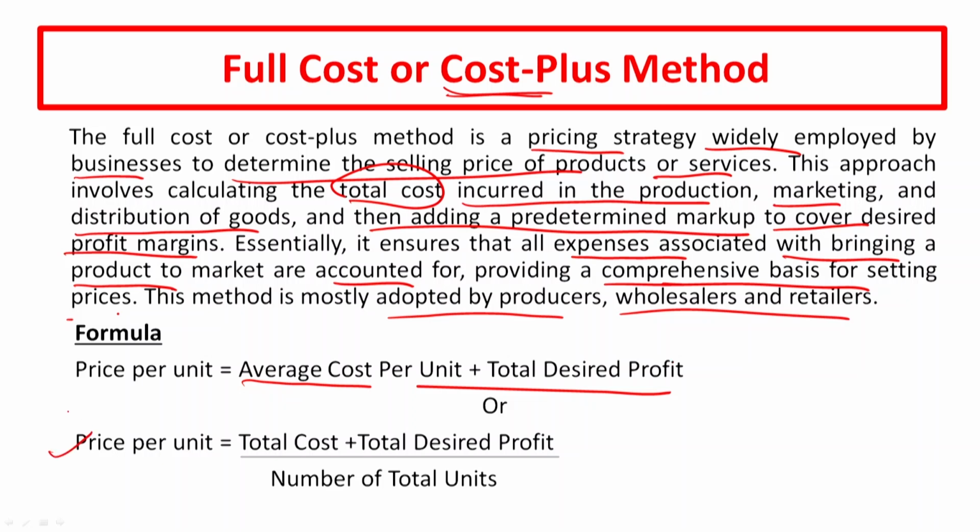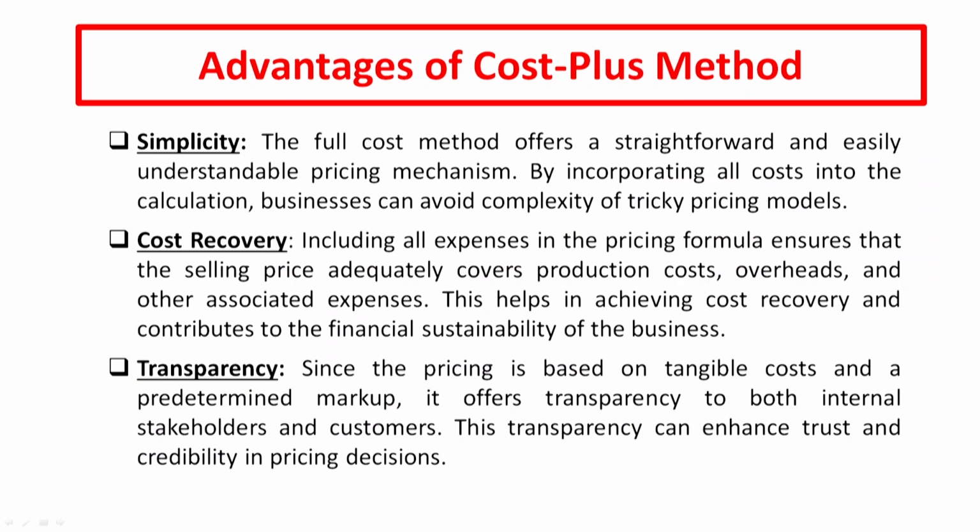The second formula is total cost plus total desired profit upon number of total units. So, based on these two formulas, you can calculate the price under the full cost or cost plus method for any specific good or service. Basically, first of all we determine the cost and then add the desired profit to that cost. The advantage of cost plus method: simplicity.